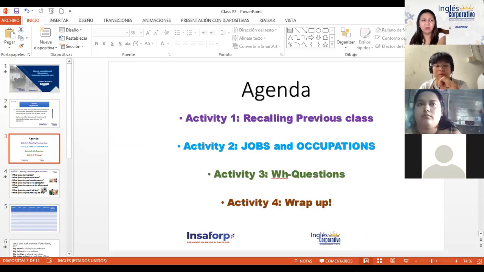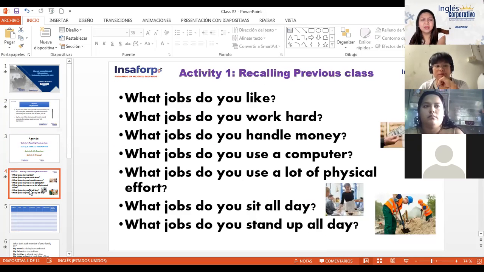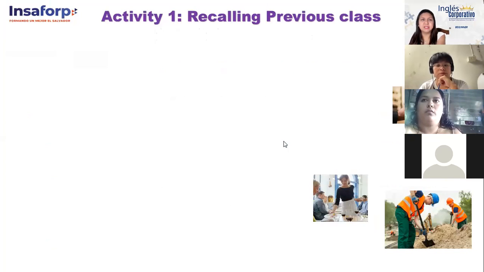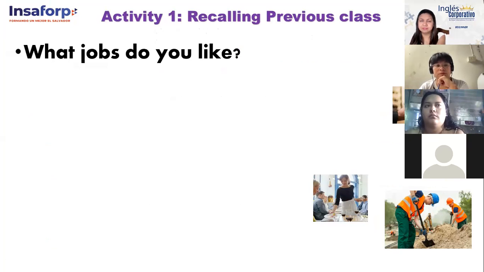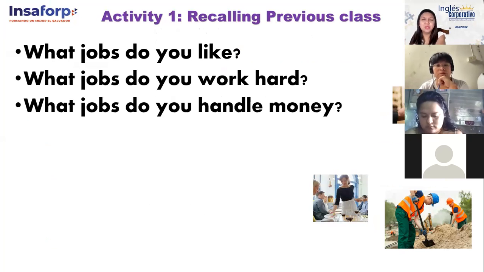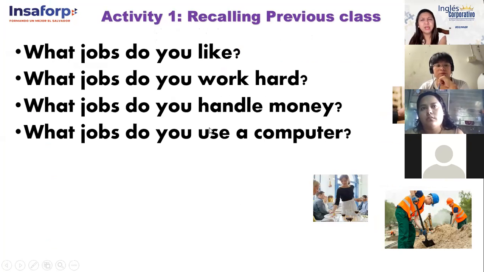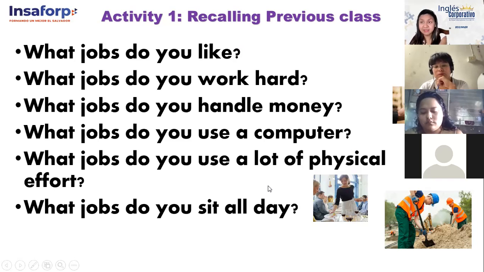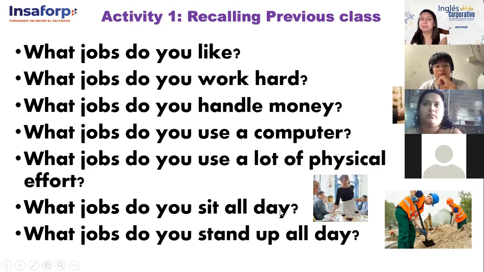For the first activity, recalling previous knowledge or previous class, I have some questions. The first question is, what jobs do you like? What jobs do you work hard? All jobs. What jobs do you handle money? What jobs do you use a computer? What jobs do you use a lot of physical effort? What jobs do you sit all day? And what jobs do you stand up all day?